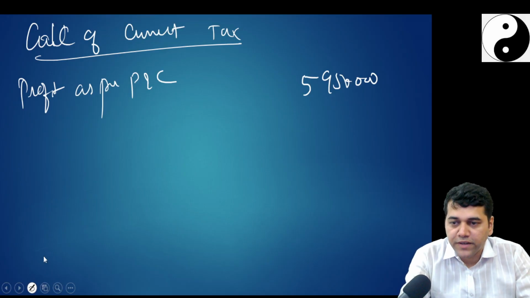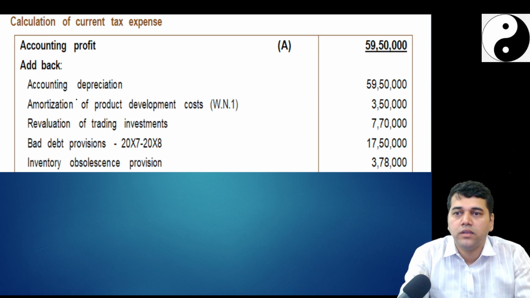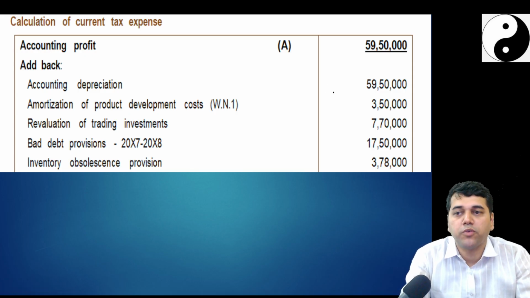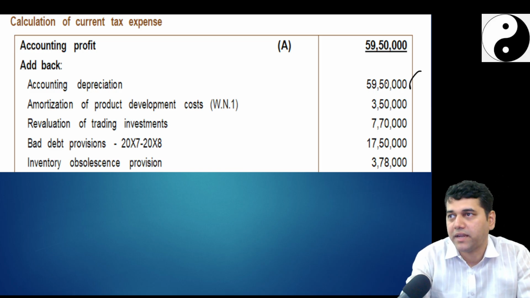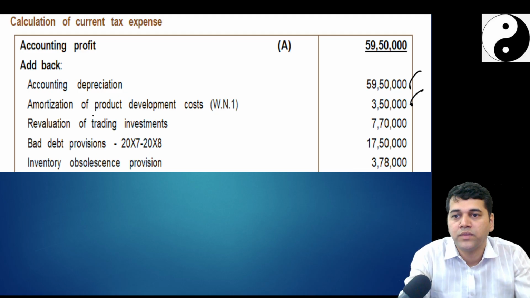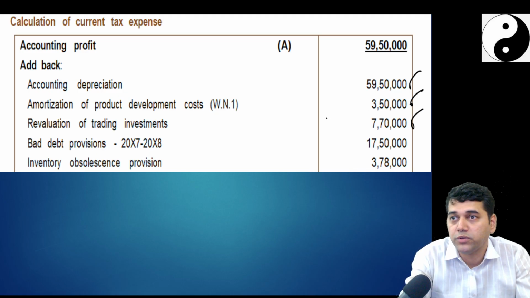See, my profit as per P&L account, so we know. Now first is, I will go to that 9 adjustments. How much is depreciation as per P&L? 59.8. I will add it back. Correct? No confusion there. Amortization, 1 year only, not the cumulative 4 years. That we just do to check the numbers. Revaluation of the investment, 7,70,000, we are going to add back because we are not going to tax it.